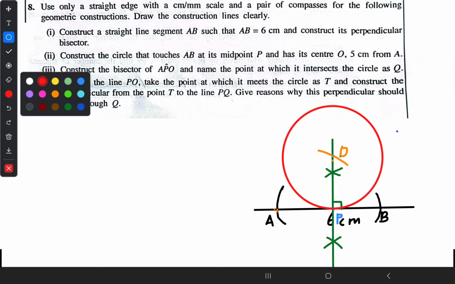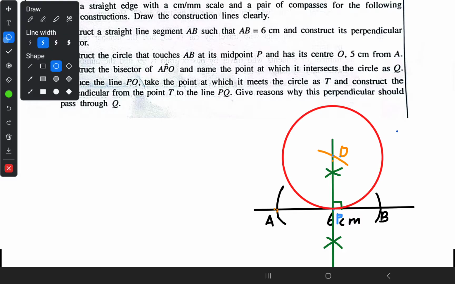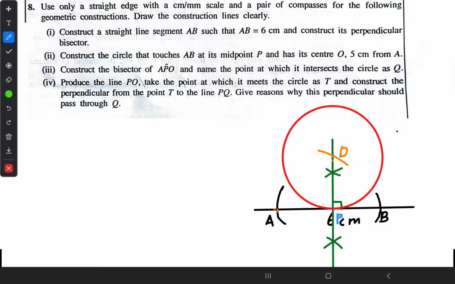Thereafter, I'll read the next thing. Then construct the bisector of angle APO. APO means this right angle. We have to construct the angle bisector for the APO. Okay, let's draw this. The thing is, place your needle of your compass at point P, draw an arc. Place your needle at here, draw an arc. Place your needle here, draw another arc.